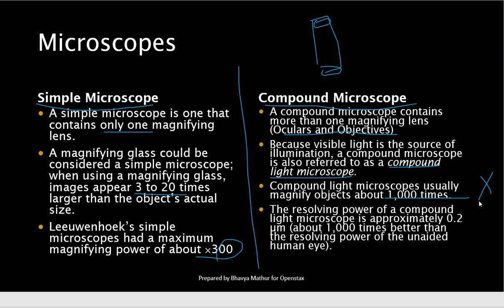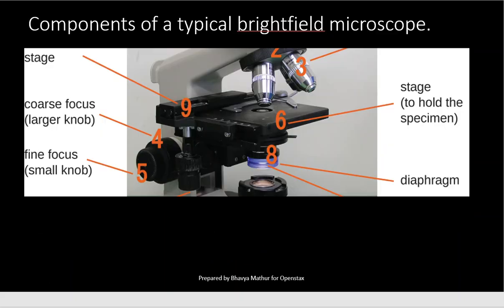Why can't you go 10,000? Because of resolution. You could make it bigger, but it would just be bigger and blurrier. And if it's blurry, then it's not helping you at all. 1,000 times better than your eye by itself, which isn't bad. That enables us to see bacteria.